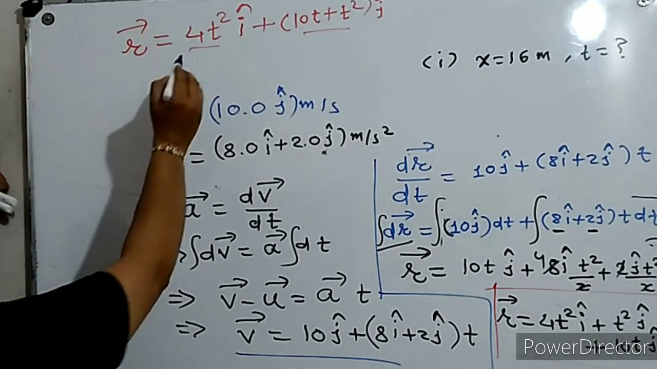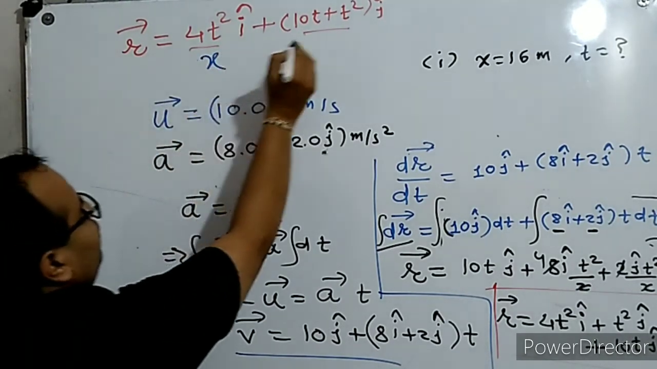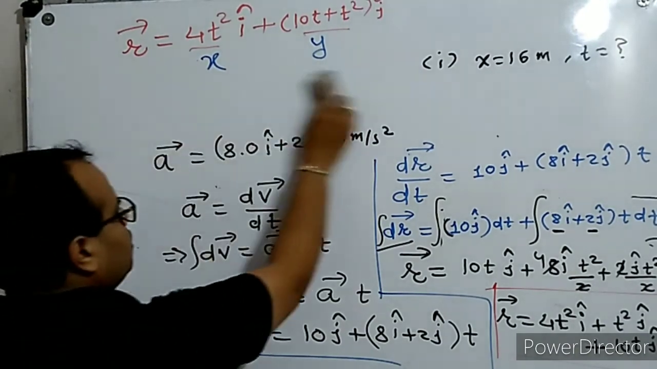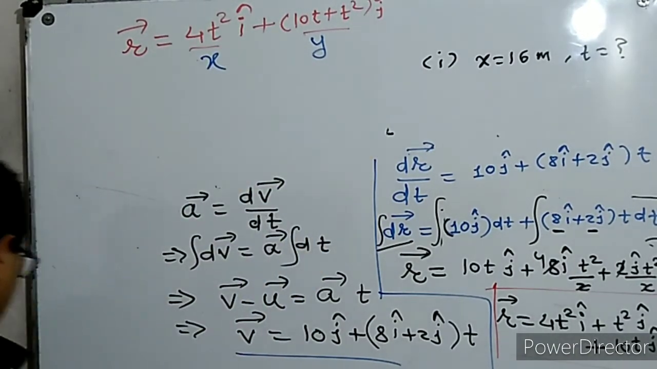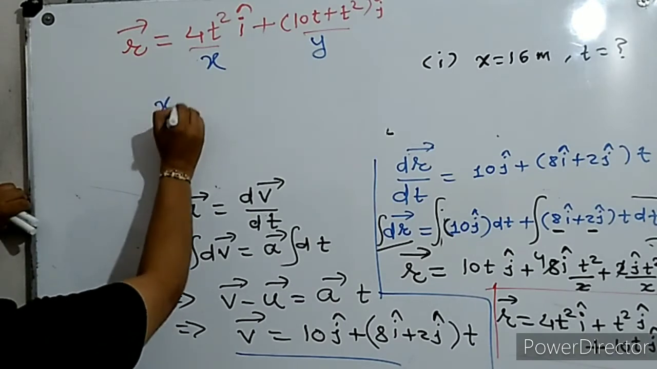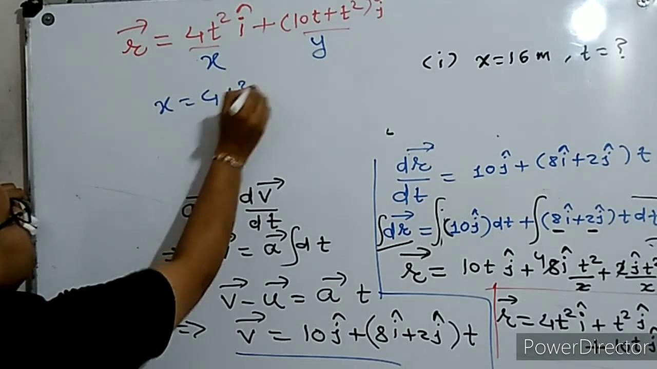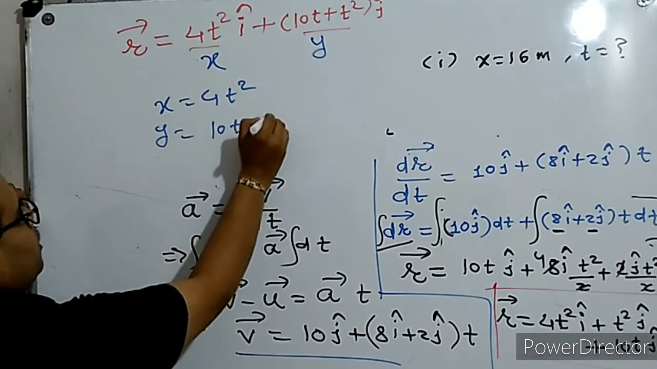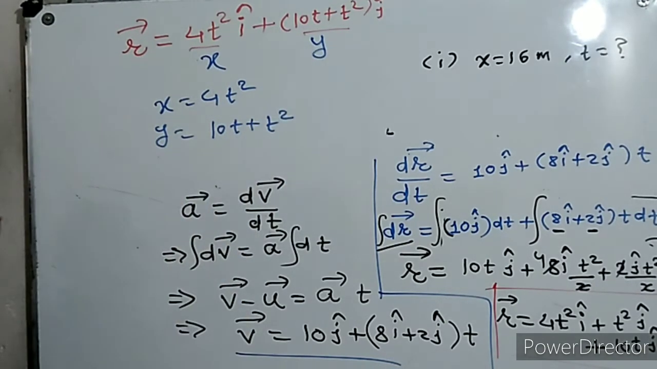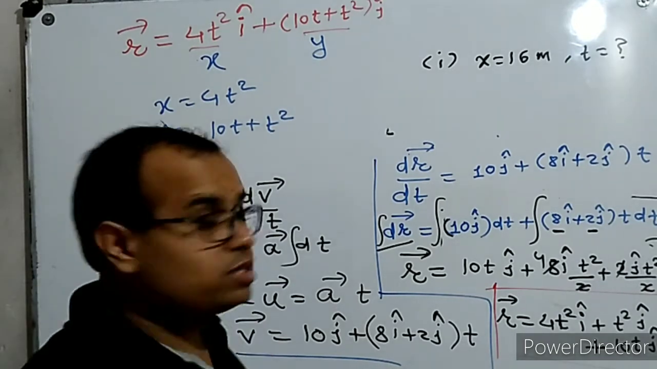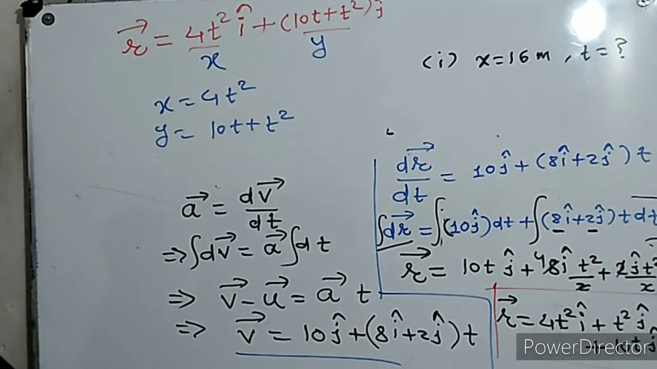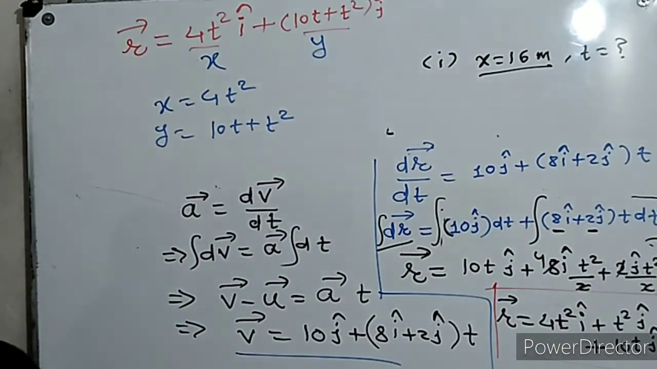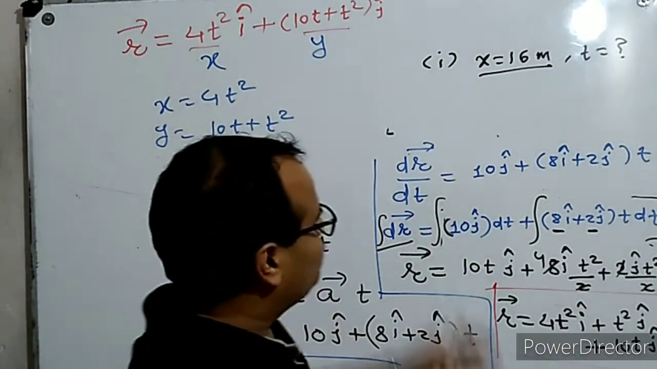So from here you can get the x component and y component. Okay, so you can write x and y components here now. This is the x component, x is equal to 4t square, and this is the y component, y is equal to 10t plus t square. Now what is given? Find the time at which x is equal to 16. So now we are coming to the question. Up till now we just arranged the things. Now we have to solve the question.